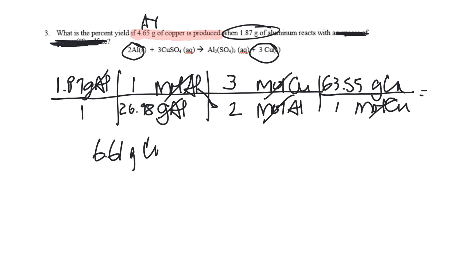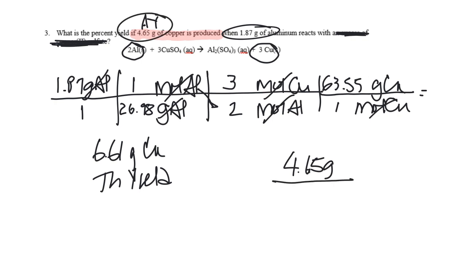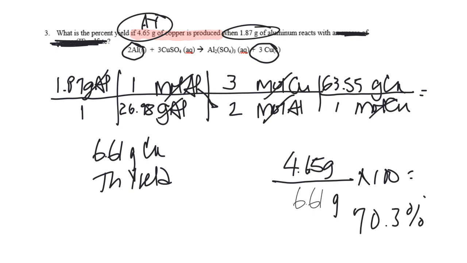Now that is my theoretical yield. So to get my percent yield, I need to take the 4.65 grams of copper that was given here in the problem. I'm going to put that over my theoretical yield, which is 6.61 grams of copper. I multiply that times 100, and I get 70.3%.